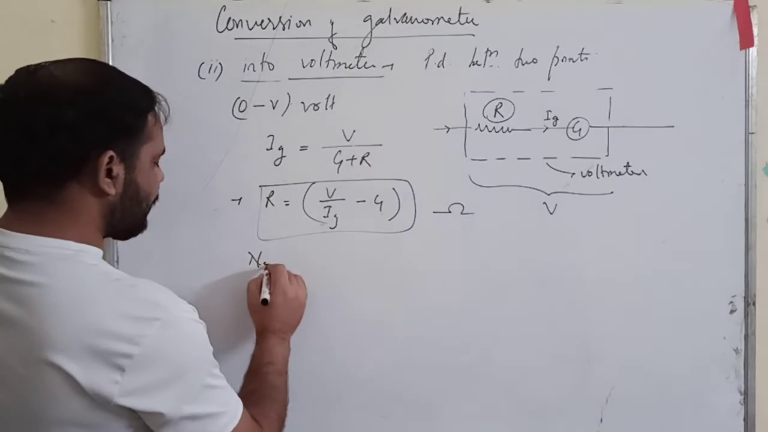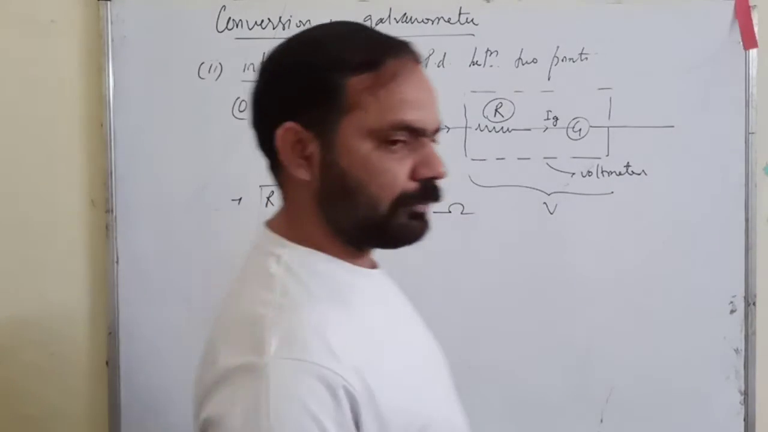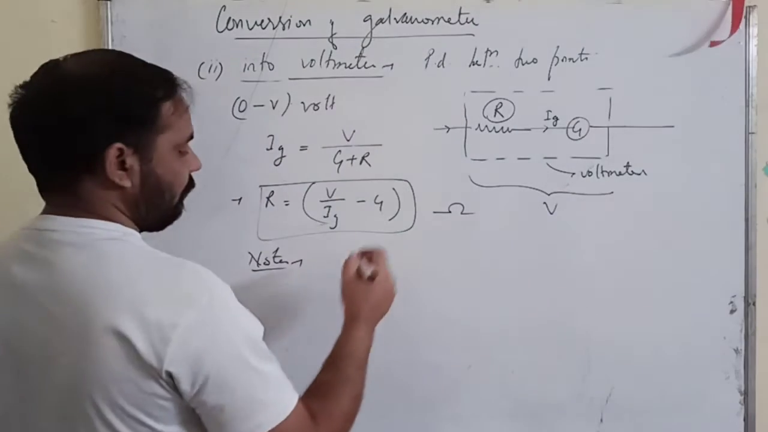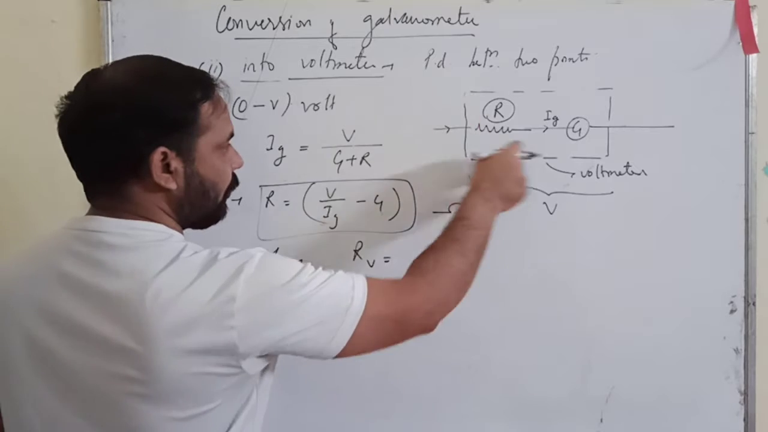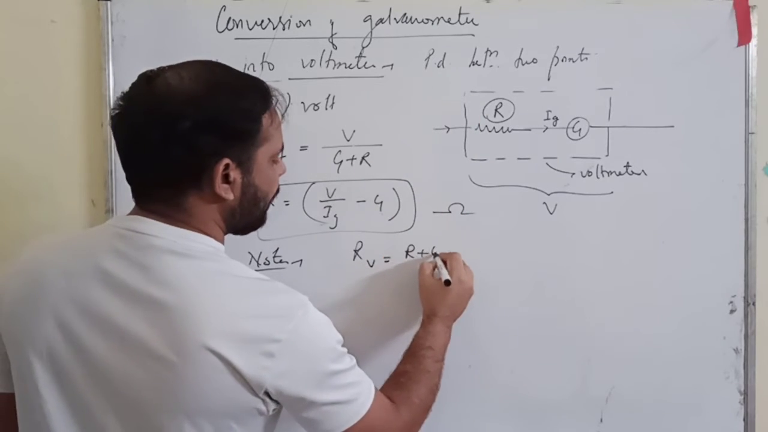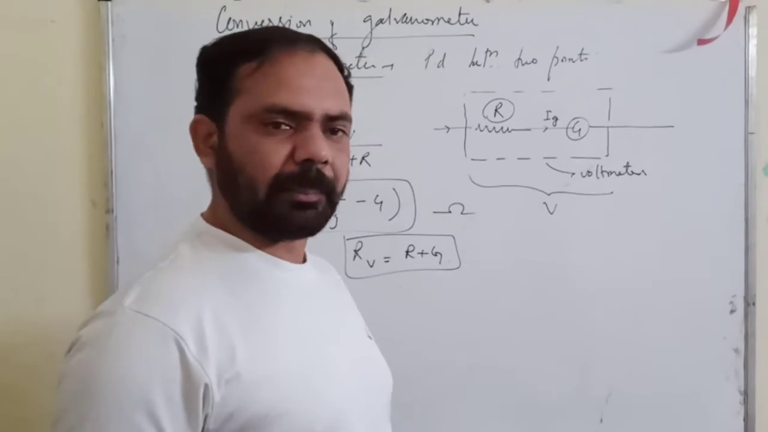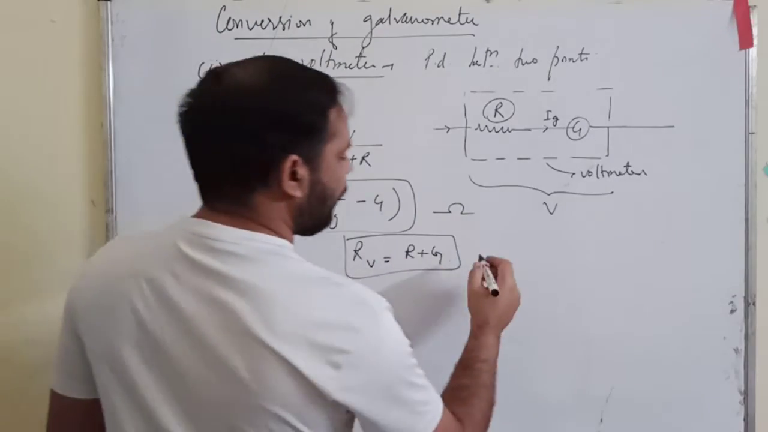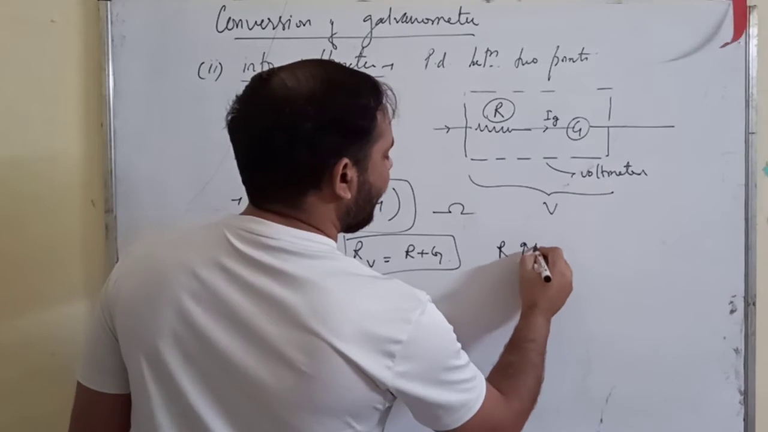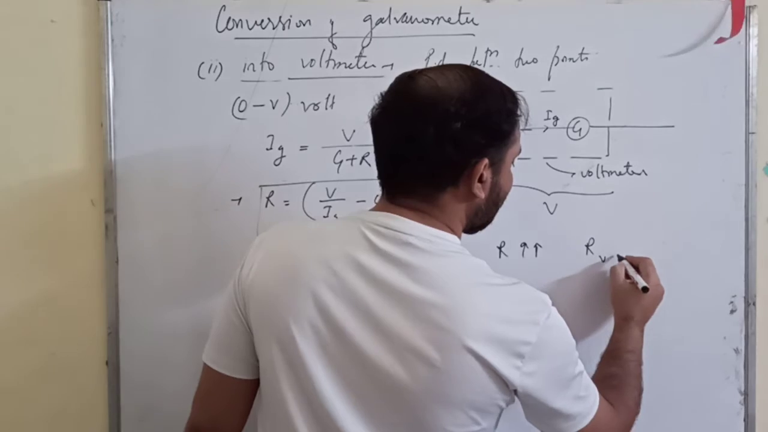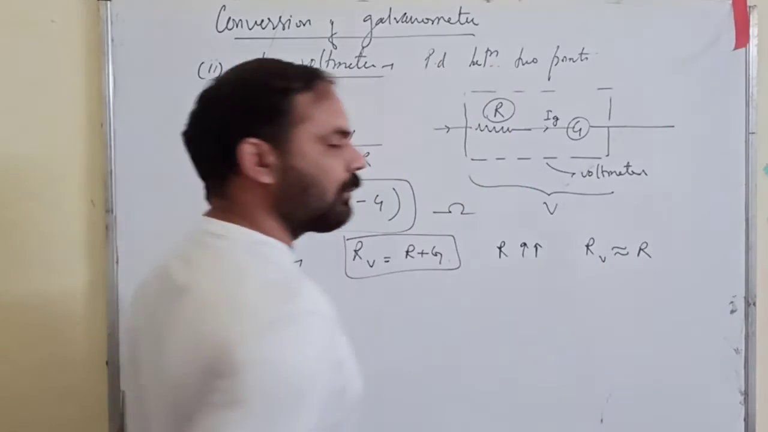Now a few points, notes. What is the resistance of the total voltmeter? It is equal to R plus G. The resistance of the voltmeter is R plus G. Now what is R? R is generally very high. So if R is very high, then RV will be approximately equal to R.